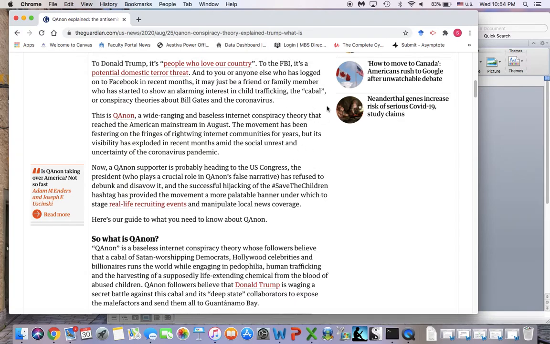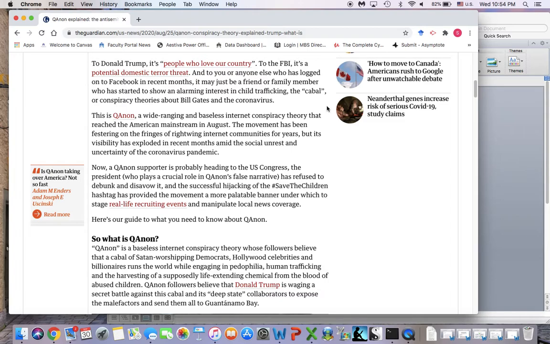Okay. To Donald Trump, it's people who love our country. To the FBI, it's a potential domestic terror threat. And to you or anyone else who has logged onto Facebook in recent months, it may just be a friend or family member who has started to show an alarming interest in child trafficking, the cabal, or conspiracy theories about Bill Gates and the coronavirus. Okay. So far, I don't see a rhetorical analysis claim quite yet. I think I see observation, but we'll keep reading.